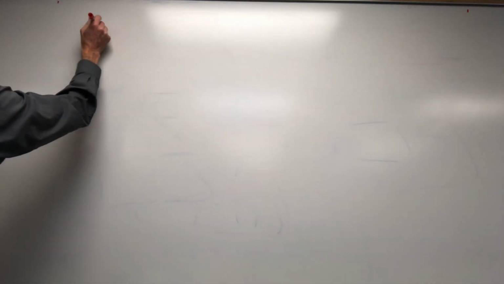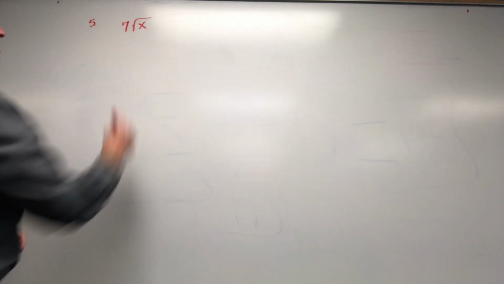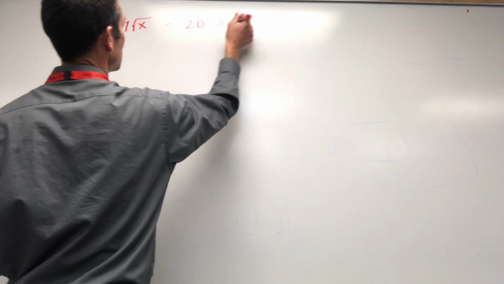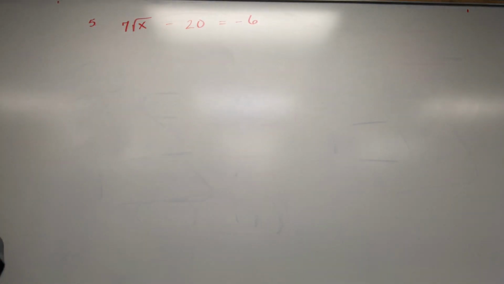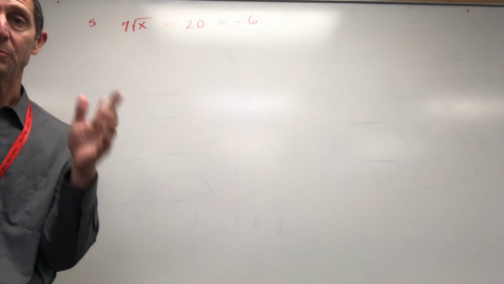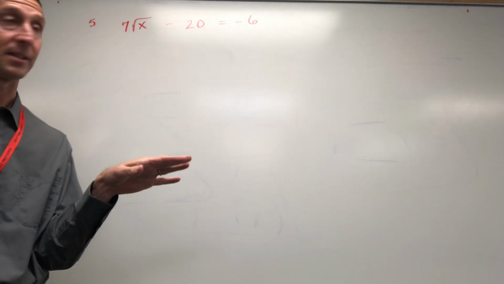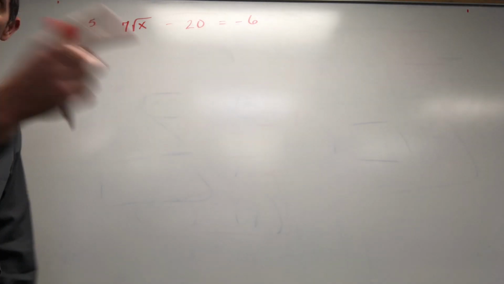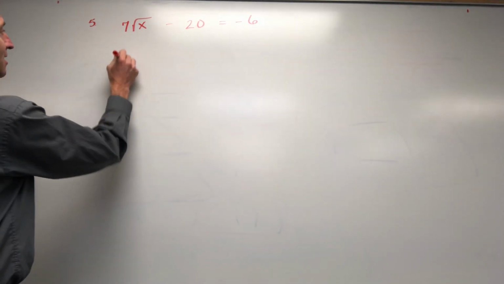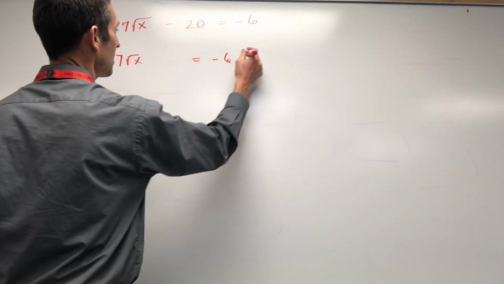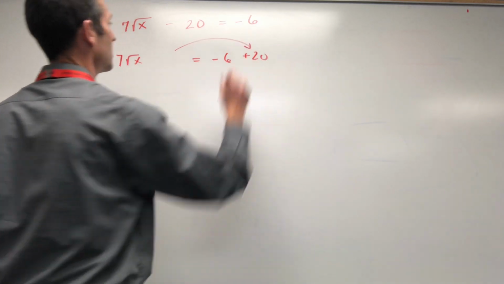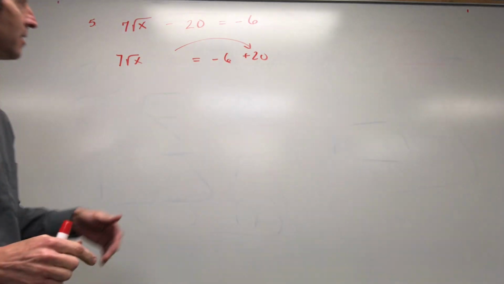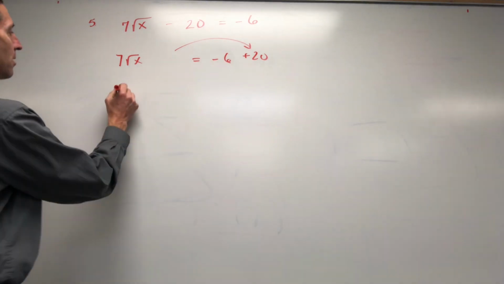Number 5. 7 square root of x minus 20, that's a lot of negative signs, equals negative 6. Okay, so again, you're solving this, which means you need the root sign by itself. Got to get rid of the 20, got to get rid of the 7. Let's start with that 20. We're going to add it to the other side. So he was negative 20. We move him over, becomes positive 20. Let's clean that up.